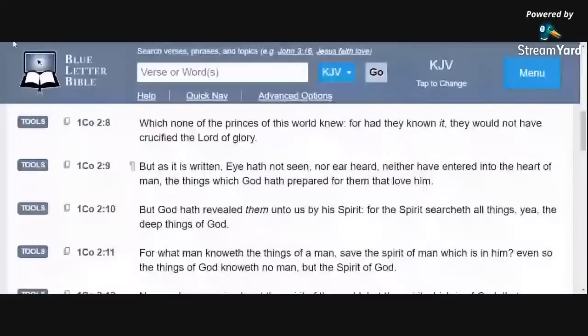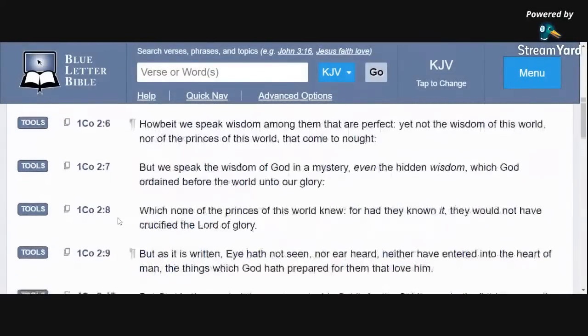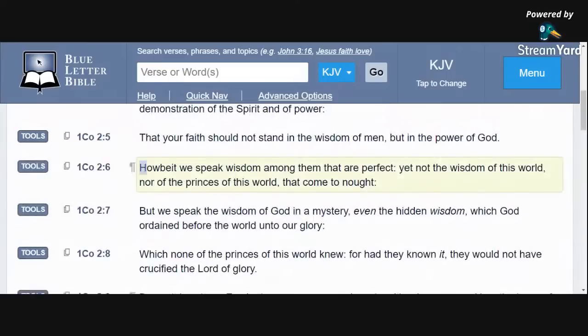Let's heat it back up. So I've got a few other scriptures here, going in line with what the Lord was telling us. This is 1 Corinthians 2:9. We'll jump in here at verse 6. Howbeit we speak wisdom among them that are perfect, yet not the wisdom of this world, nor of the princes of this world that come to naught. We ain't speaking the wisdom of this world. It's going to go on display, but we speak the wisdom of the Most High in a mystery.